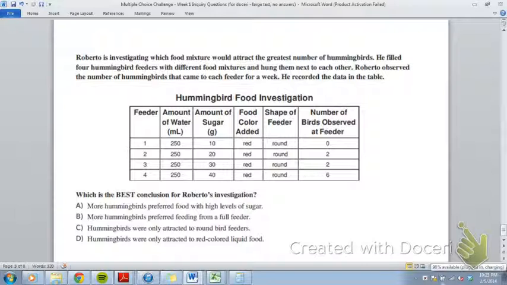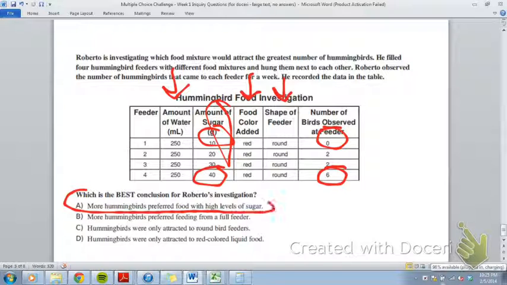All right, what is Roberto going to conclude? He's got changing the amount of sugar is the only thing that's changing. Ooh, bad pen move. The water is the same, food color is the same, shape is the same. And our birds are the most when we have the most sugar, and 0 birds when we have the least sugar. So A looks pretty good because it's talking about sugar. A full feeder, that's not even what we measure. Round bird feeders, well, they're all round. Come on. Red liquid, well, they're all red. So our best answer is A.